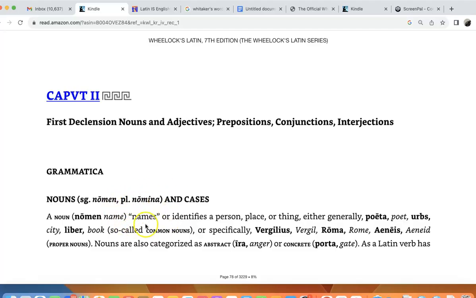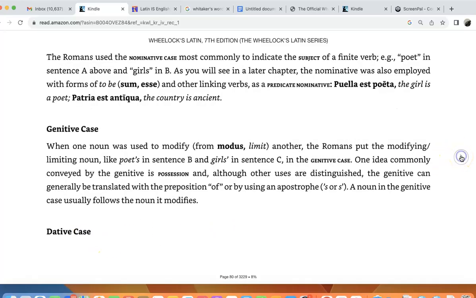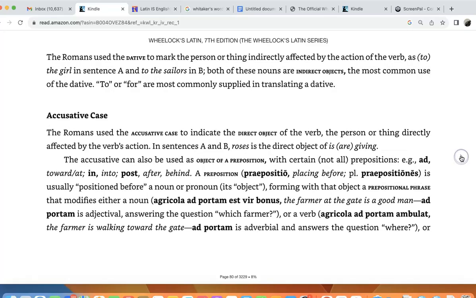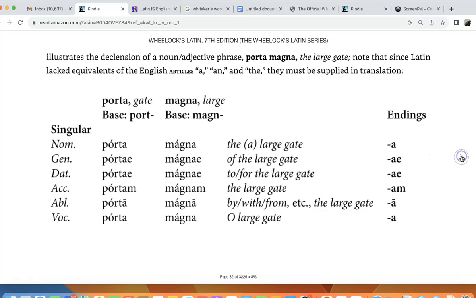So imagine we're in class. I would call on somebody to read this right here about nouns, but you want to do this on your own. So imagine you did that, and then you get to nominative case, and you read through that. And you get the genitive case, and you read through that. You get the dative case, you read through that. Accusative, you read through that. And of course, the examples as well. Ablative case, you read through that. Vocative case, you read through that.